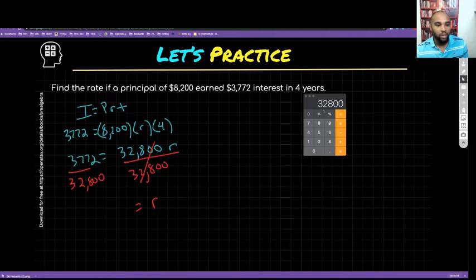So we've got the calculator already, let's go ahead and clear it. 3772 divided by 32,800. And there's our decimal, which we can convert to a percent by moving this to the right twice. So that'd be 11.5%.